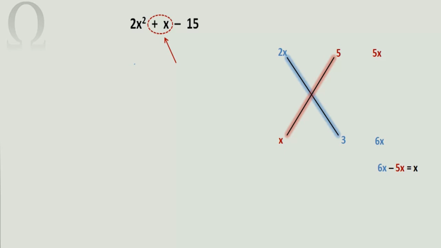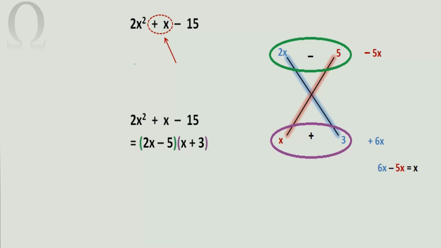Now, the larger of the two products we obtained will get the same sign as the middle term of the expression. The sign of the middle term, x, is a plus sign. And since 6x is greater than 5x, 6x will get a plus sign, and 5x will get a minus sign. Place these signs in the diagram, and reading from left to right, we now have our two brackets. Thus, 2x squared plus x minus 15 factorizes as 2x minus 5 times x plus 3.